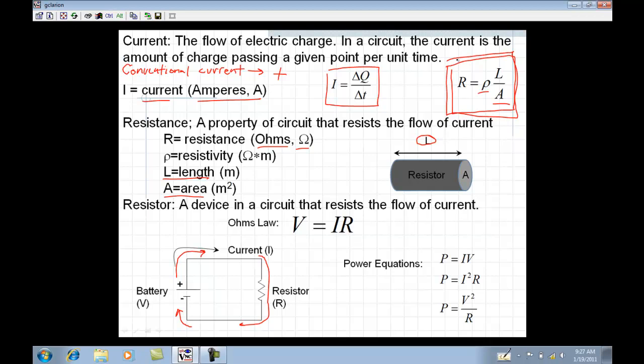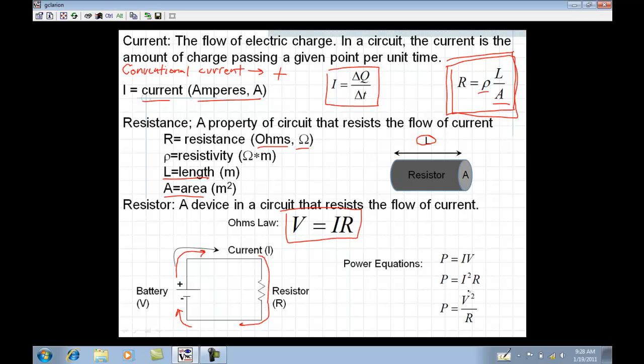Now, the most important law in all of electronics that we will be dealing with is Ohm's law. It simply says that the potential, which is volts, is equal to the current times the resistance. On the bottom left there's a simple circuit that's run by a battery that has a current flowing through it and a resistor. The power equations we'll go over next time.